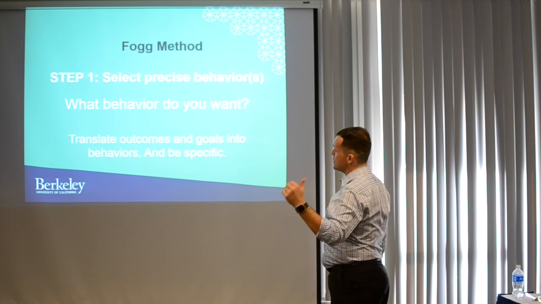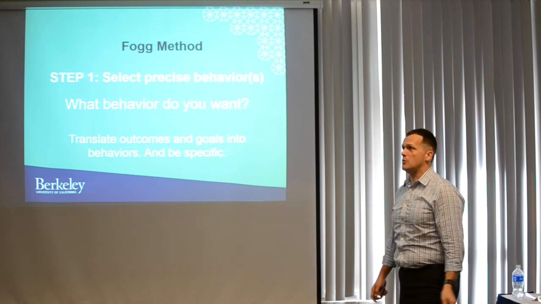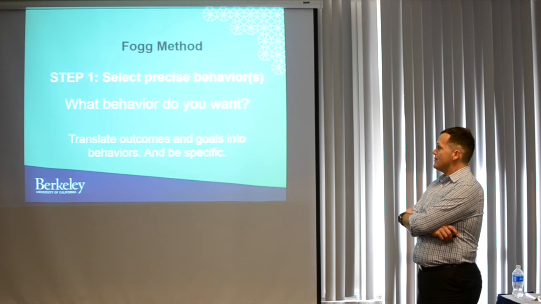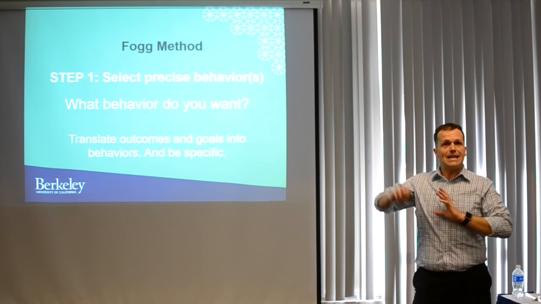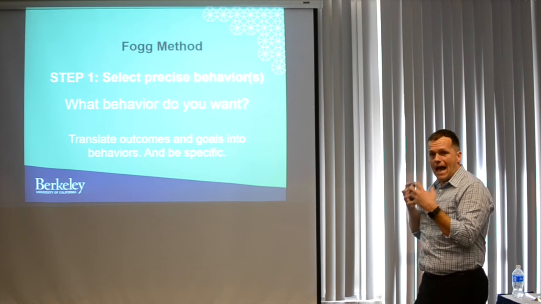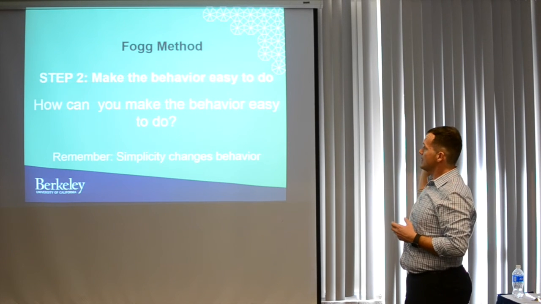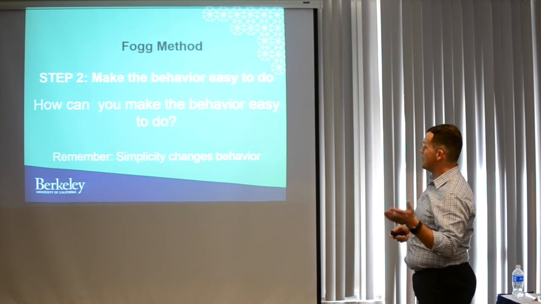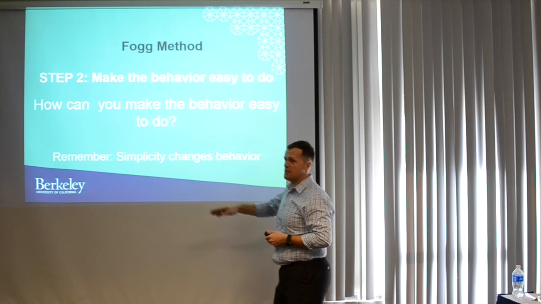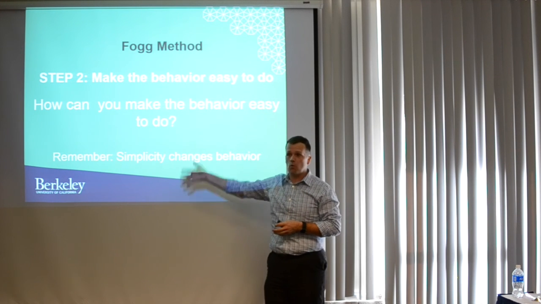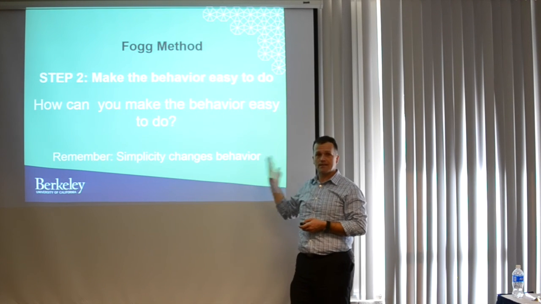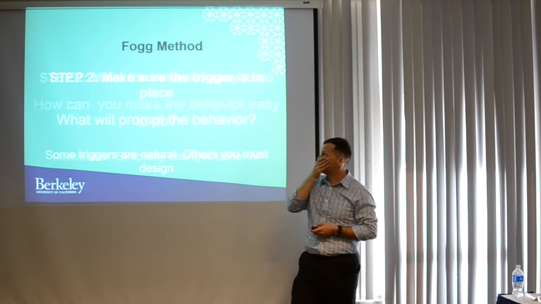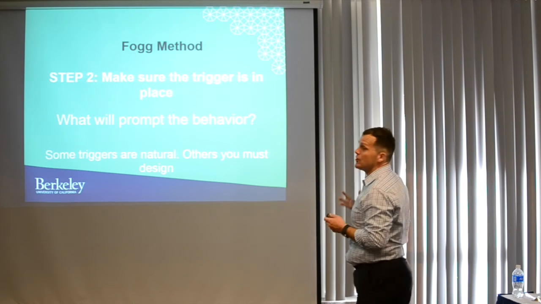And there are ways to do that. The first thing you want to do is select the precise behavior you want to have happen. And then translate those outcomes and goals into behaviors and be very specific. Go from the aspirational to the actual behavior. Number 2, you want to make the behavior super easy to do. Remember, simplicity above all changes behavior. We can use motivation if we want to, but we also have a way of making it simpler and then shaping that behavior. Number 3, make sure the trigger is in place.